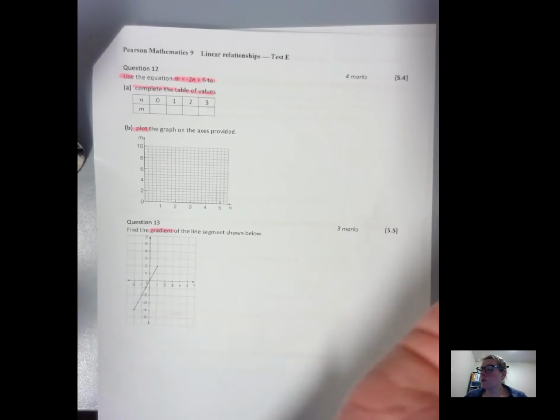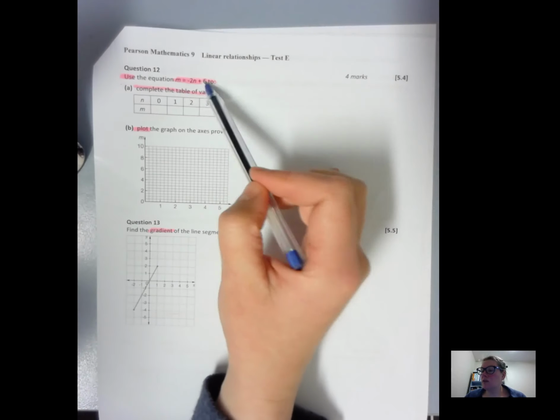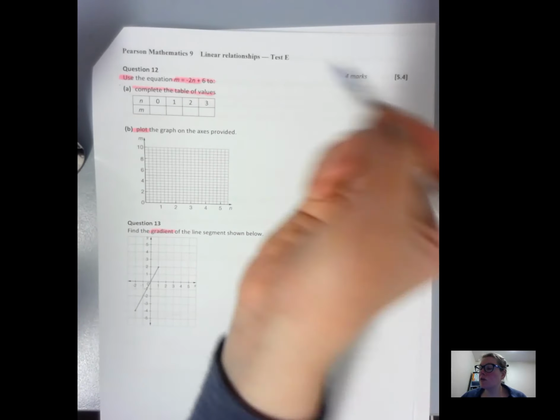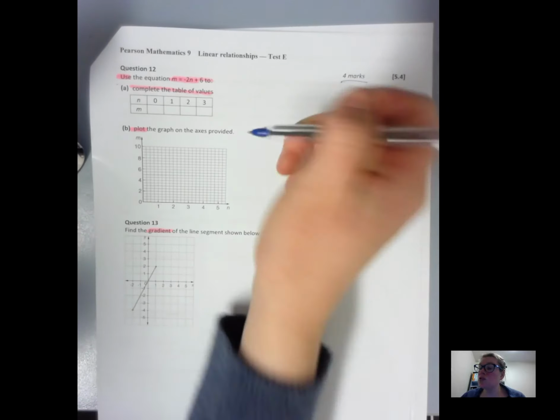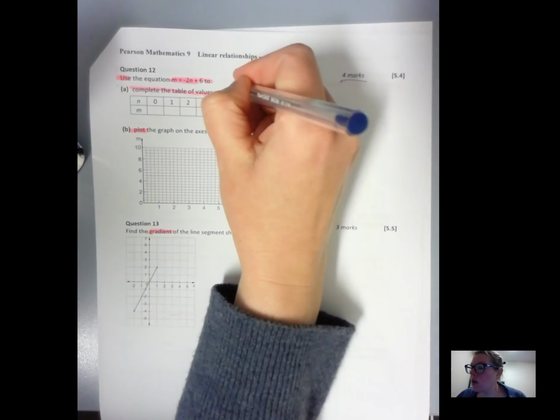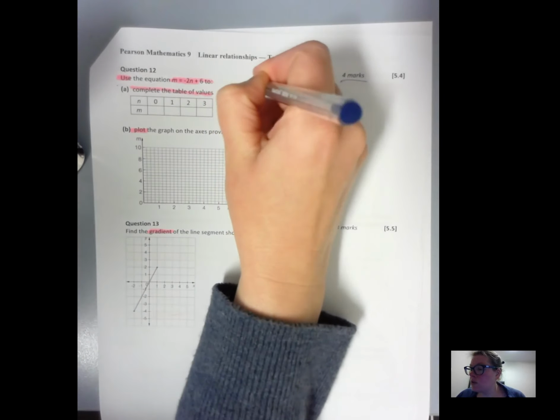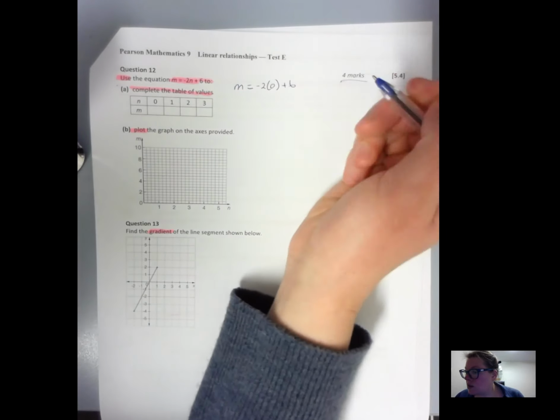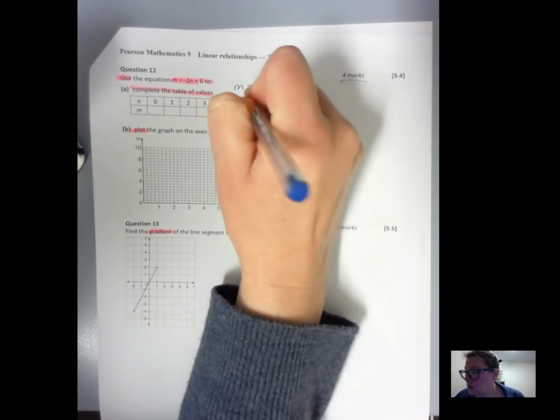Right, so use the equation given here to complete the table. Complete means substitute, and in order to get full marks for this question, you need to show your working out. So m equals -2 times 0 plus 6. m equals 6, fill it in.